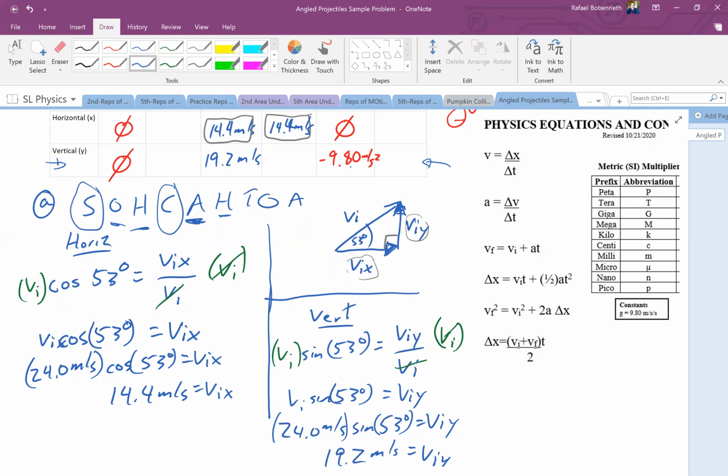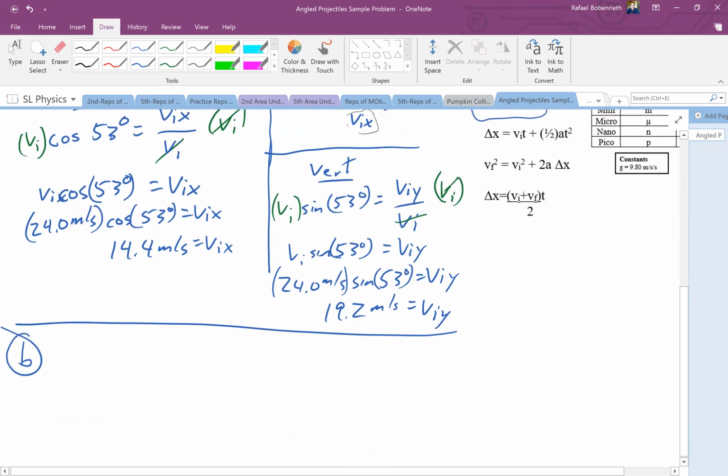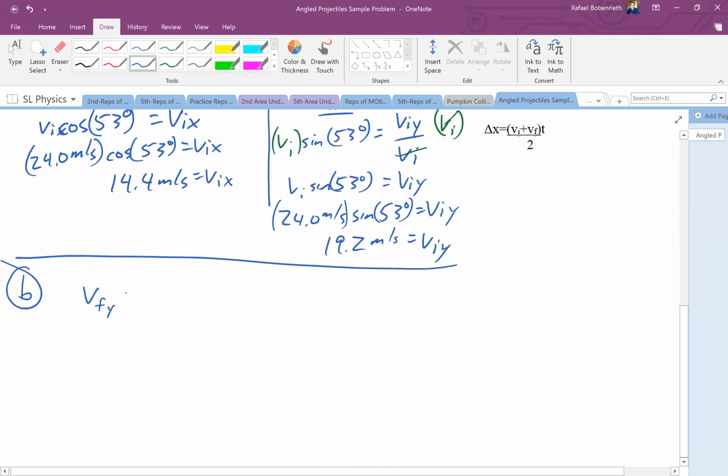Well, we know that at max height, the final velocity is what? 0 in the vertical direction. This is really key. At max height, the final velocity in the vertical direction is 0. So now we have initial velocity, we have final velocity, and we know the acceleration. This equation right here is the easiest one for us to use because we can get the time from it, which is what the problem's asking for. So the final velocity in the vertical direction equals the initial velocity in the vertical direction plus the acceleration in the vertical direction times time. I'm going to solve this equation for t.